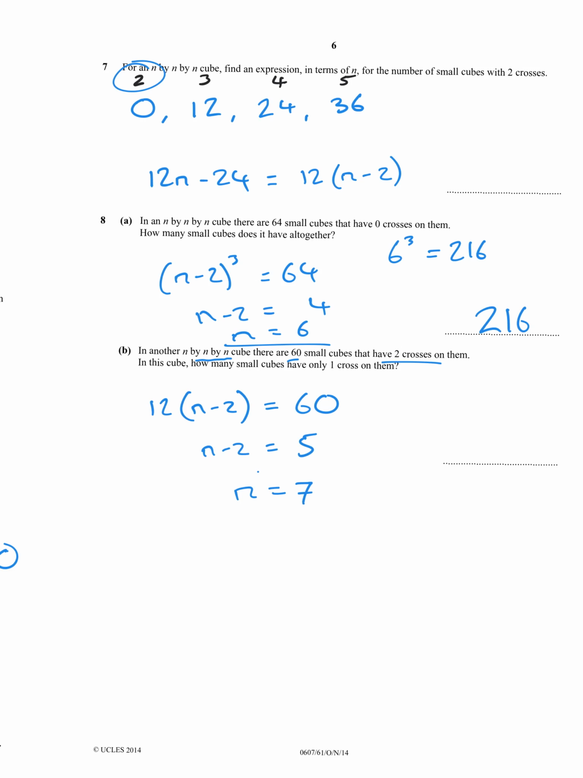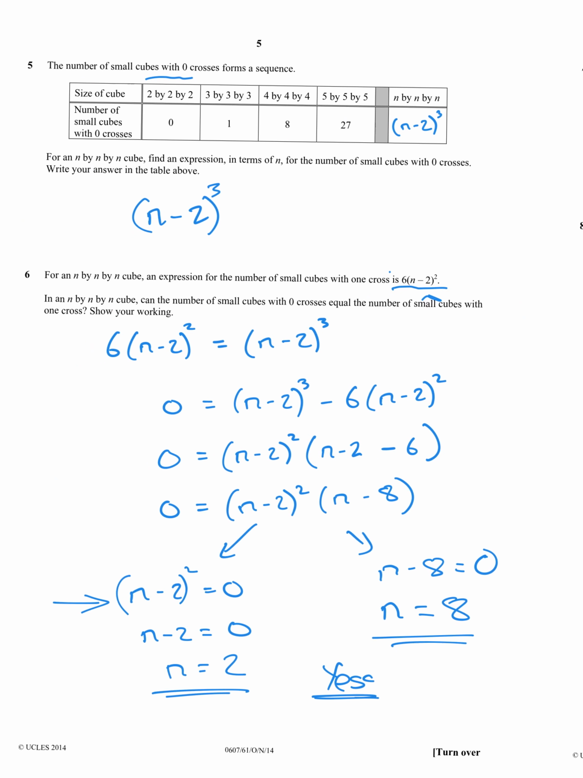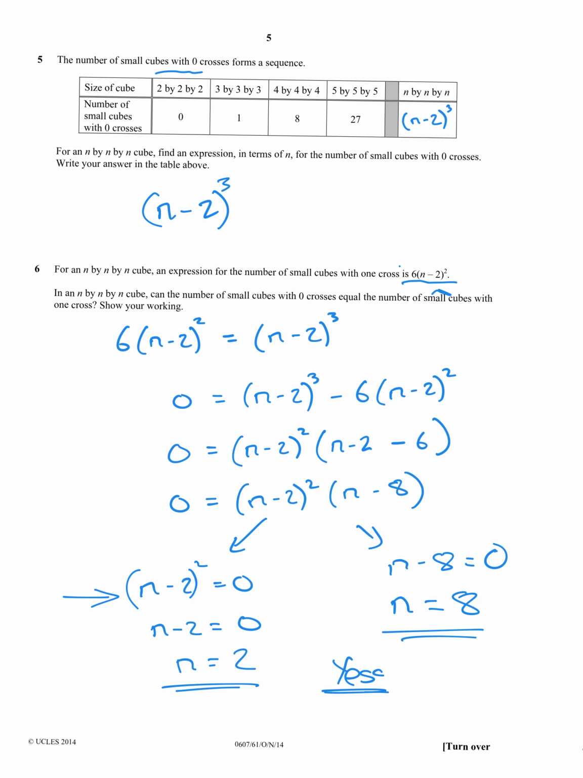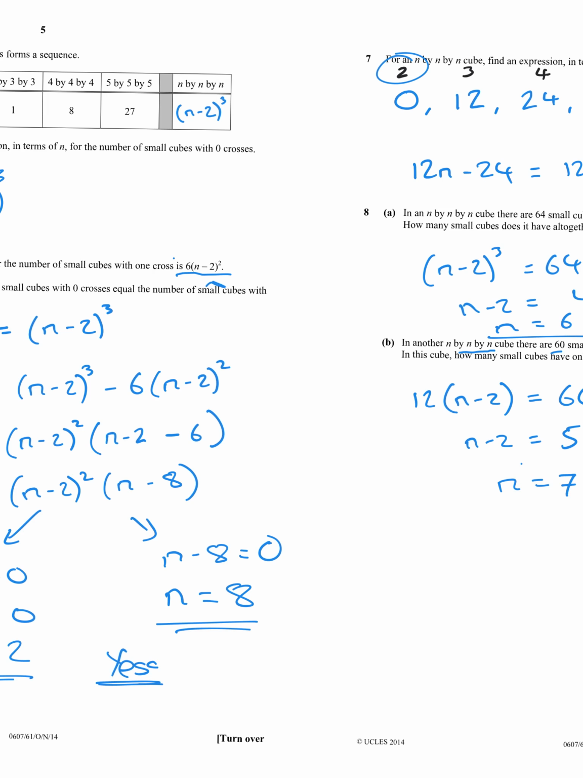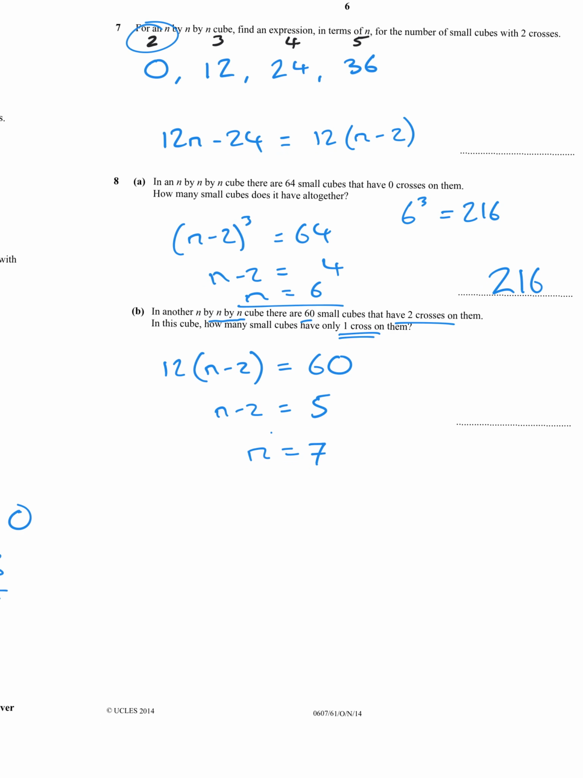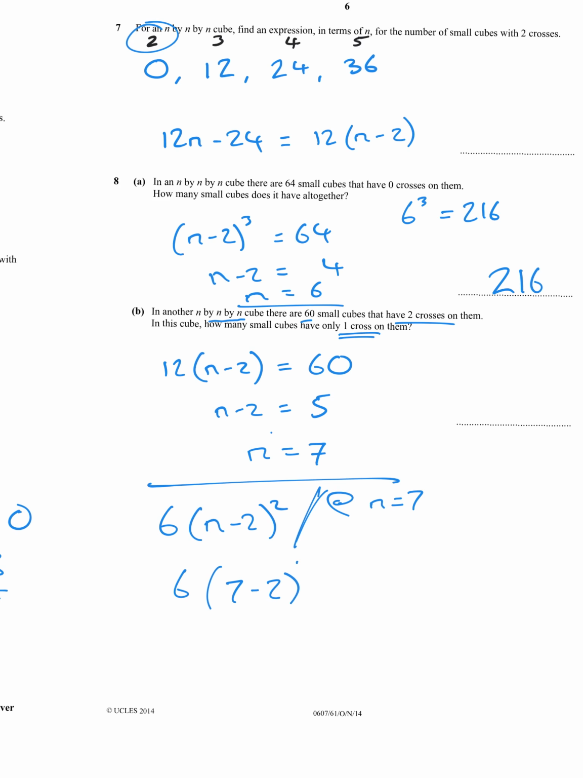But that's not the end of it, because actually the question's asking how many small cubes have 1 cross on them. Now for 1 cross, we're using this formula again. 6 times n minus 2 all squared. So let's write that out. At n is 7. So we're going to do 6 lots of 7 minus 2 squared, which is 6 times 5 squared, 25, which is 150.